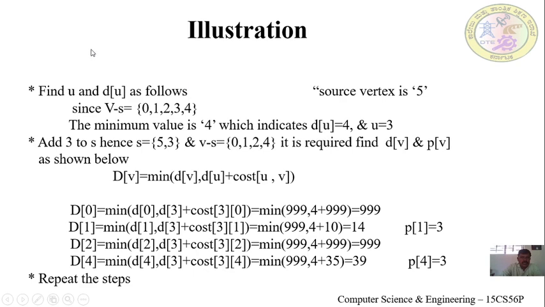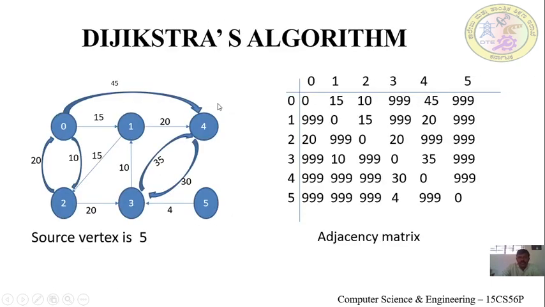So let us come to the illustration part. As we discussed in the algorithm, find the nearest node and distance. From the given graph, 5 is the source vertex. We can reach 3 only via 5. There is only one edge from 5 to 3, so we can reach only 3. So it is the minimum distance, and the next node we are going to select is 3.